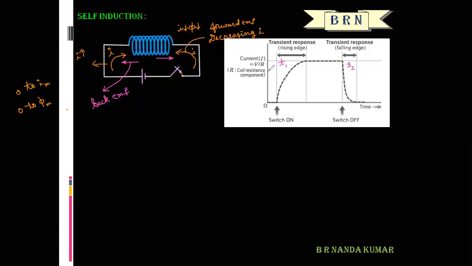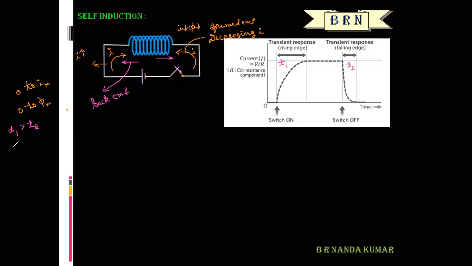So actually the time taken by the current to rise is more than the time taken by the current to fall in the coil, is it not? Look at this graph. The time taken by the current to rise in the coil is more than the time taken by the current to fall. Based on this, we can easily conclude which EMF is greater.